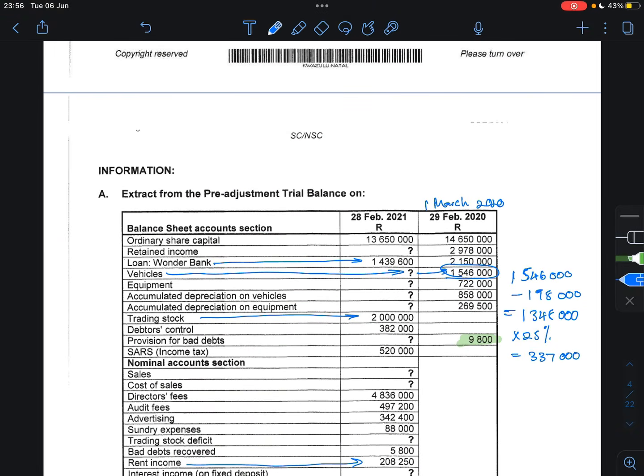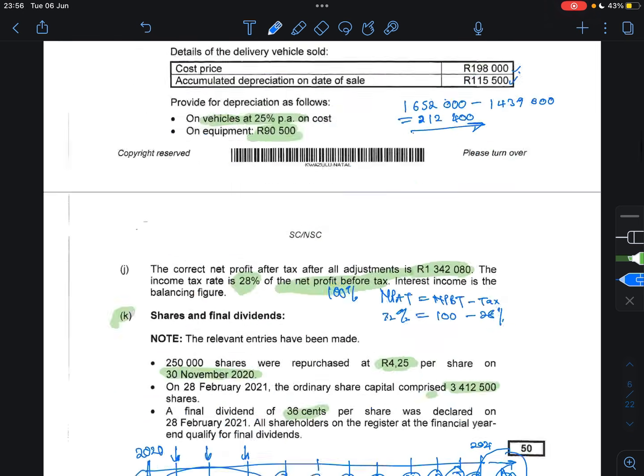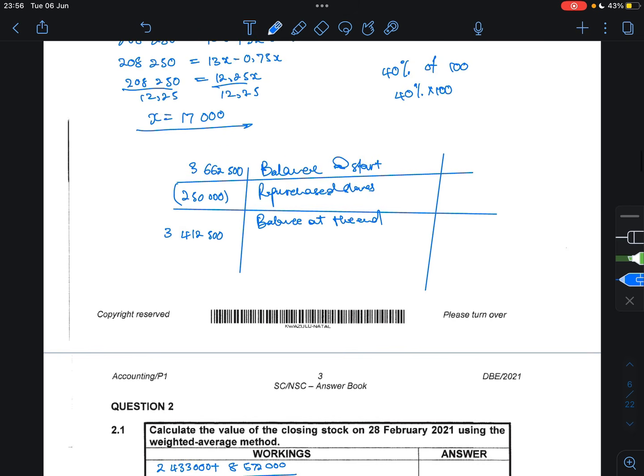If you could see here, we are given two amounts on your ordinary share capital. On your ordinary share capital, you are given 13,650,000 and 14,650,000. So this is your opening balance, this is your closing balance. You quickly fill that in. Your opening is 14,650 and your closing is 13,650.